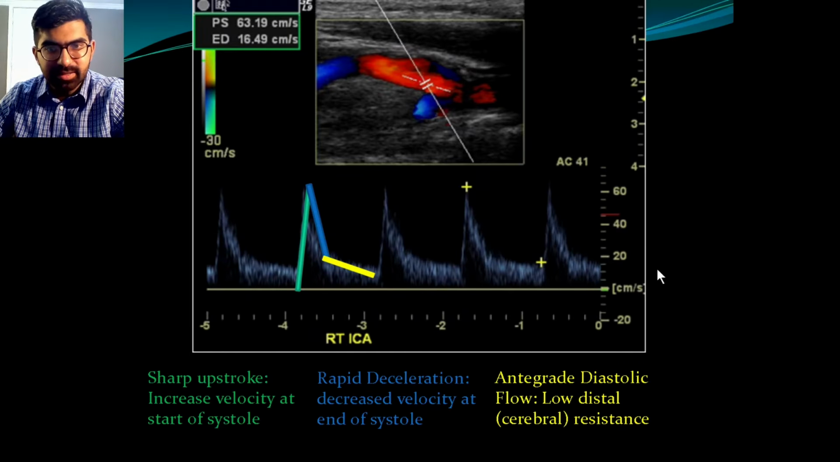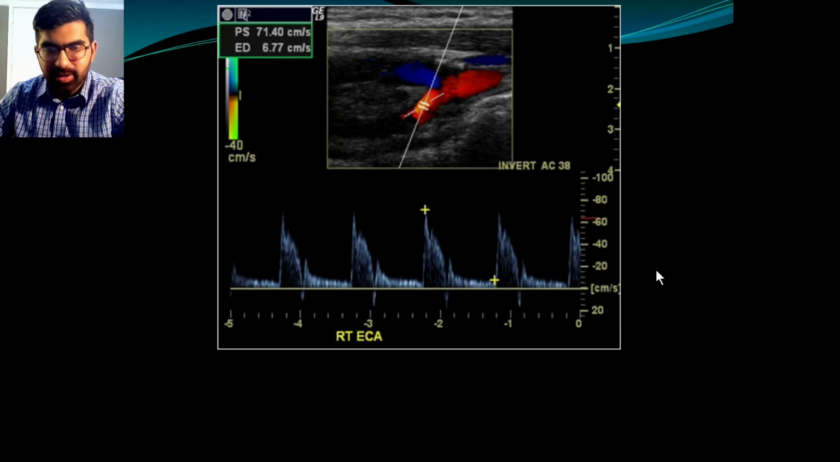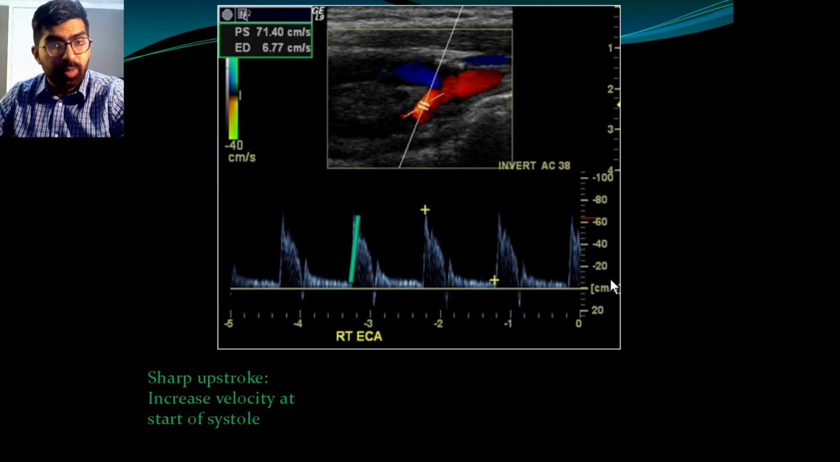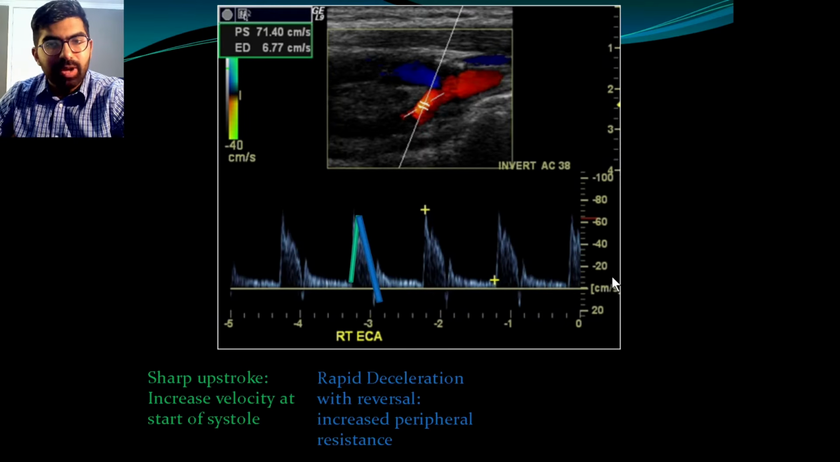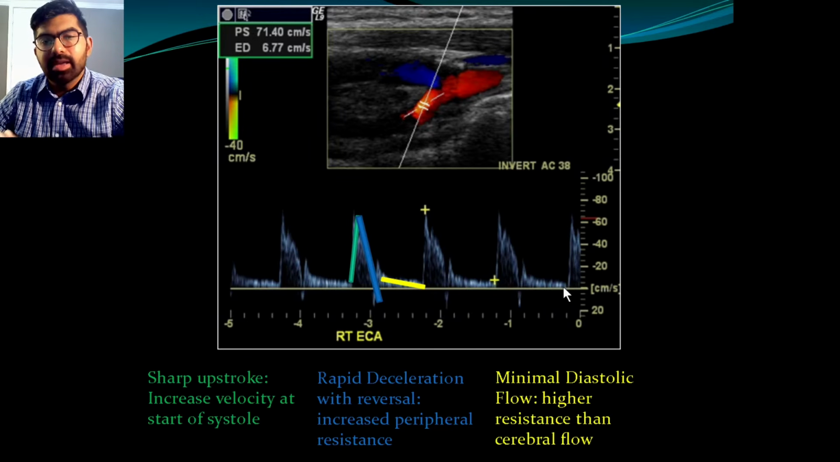So with this in mind, let's look at the ECA. Okay, so very similar waveform, but there are some different nuances. Again, sharp upstroke makes perfect sense. You do have rapid deceleration now, but something is different. You do have a reversal component. And what does this represent? As with peripheral physiology, it represents increased peripheral resistance. And this can also be seen by minimal diastolic flow, but it is higher resistance than the cerebral circulation, and therefore the end diastolic velocities, you'll notice, are much less.